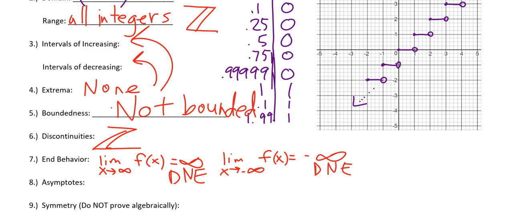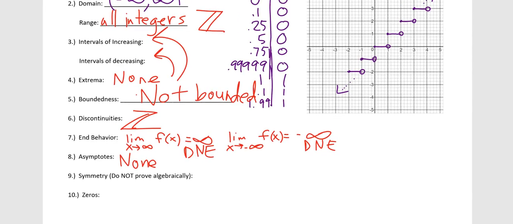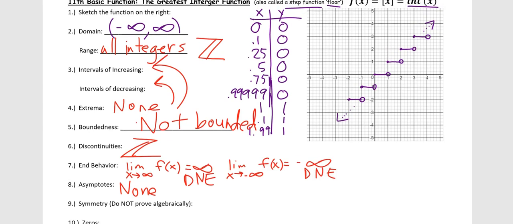Do we have any asymptotes on the graph? Any lines that we're getting closer and closer and closer to, but never touching? Nope. None. Symmetry. Ooh. Notice on number 9, it says symmetry, do not prove algebraically.